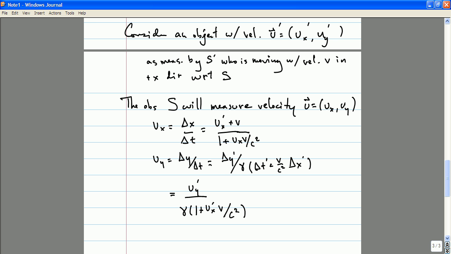Yes? So gamma is using a velocity v? Gamma is using the velocity v. The gamma factor is always using the velocity that relates the two different reference frames. Absolutely. Good question. Was there another question in the back?